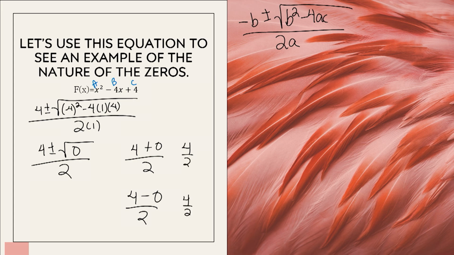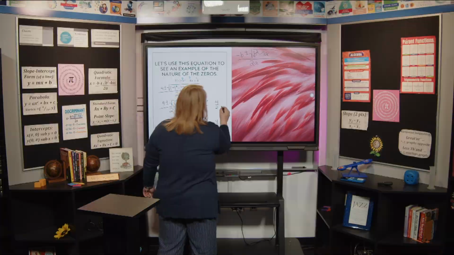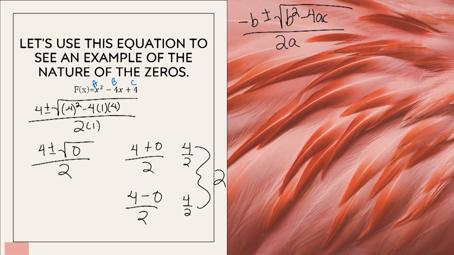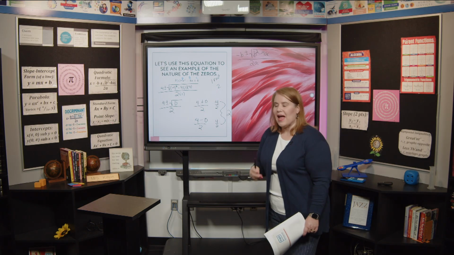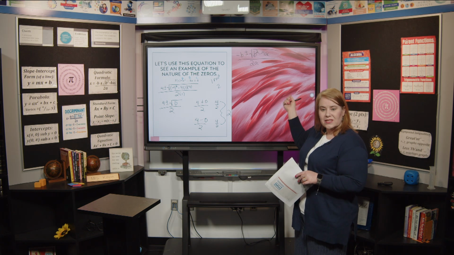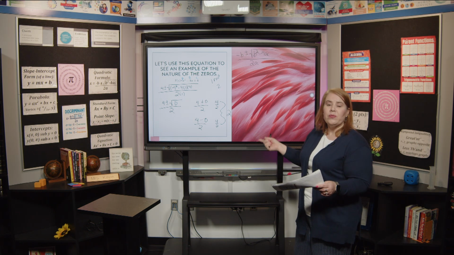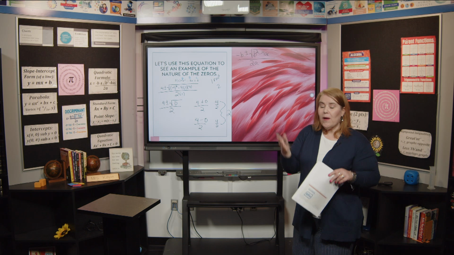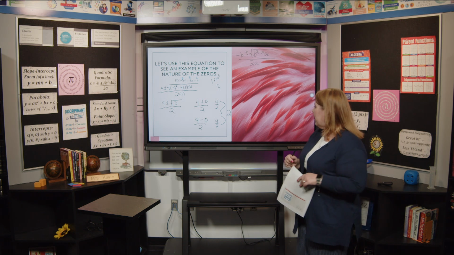Well, what do you know, 4 over 2? Exactly. It's a whole 2. So that means I have 1 root, which is 2. My discriminant helped me understand that, because my discriminant equaled 0. And what did that other slide or the other page tell us? That when my discriminant equals 0, how many roots do I got? I just have the 1.